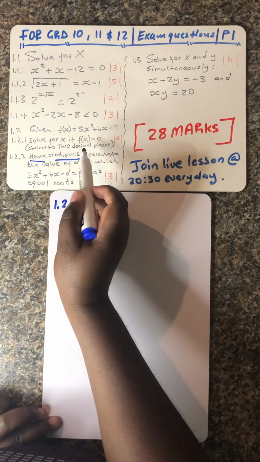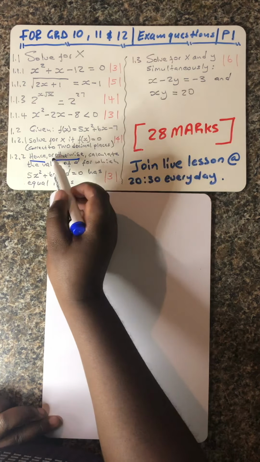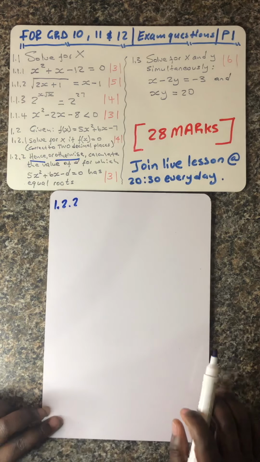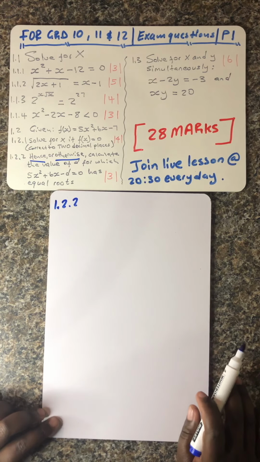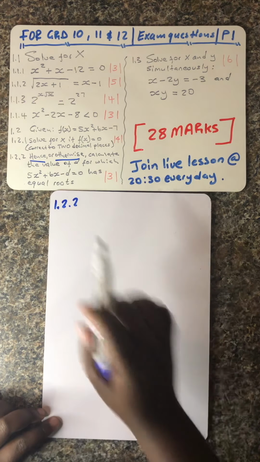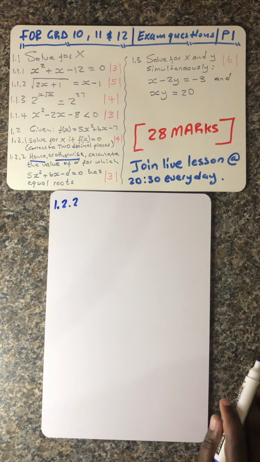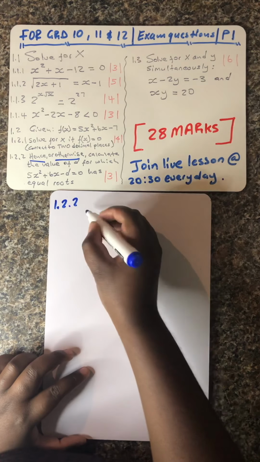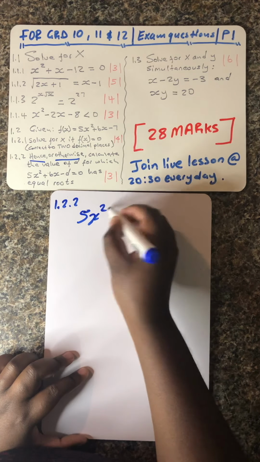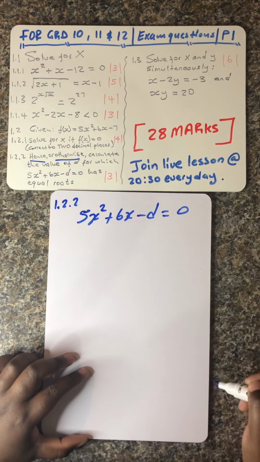So that means you can use the previous question to assist you in answering this question, or otherwise just do it your own way in which you know how to solve that particular question. So there are multiple ways in which you can answer that question, but I'll obviously show you the simplest way. So I'll just start with this statement, but before I do that, let me just write it down. It's 5x squared plus 6x minus d is equals to 0.